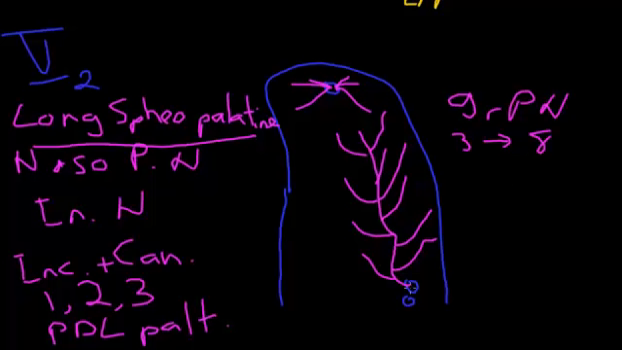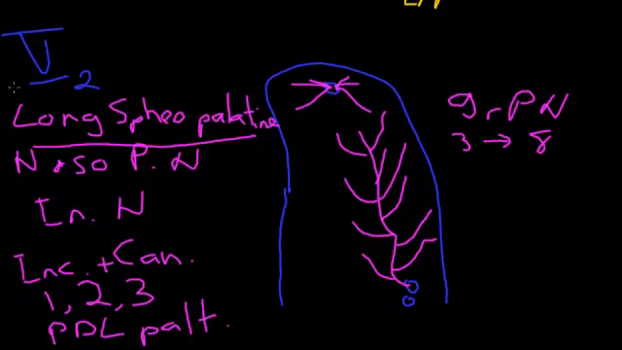Now you can notice that it comes out of the greater palatine foramen. If you follow it back through the greater palatine foramen, it will go on to join the maxillary division of the trigeminal nerve. So this is the supply to the palatal region.